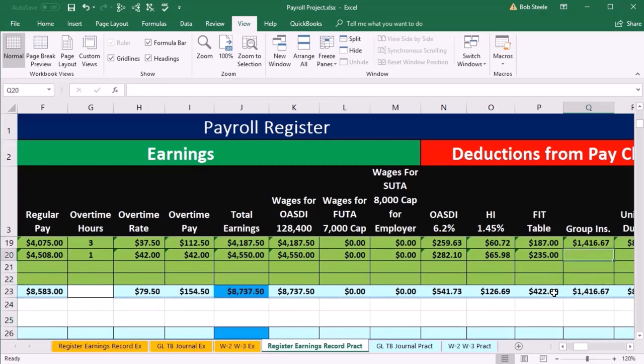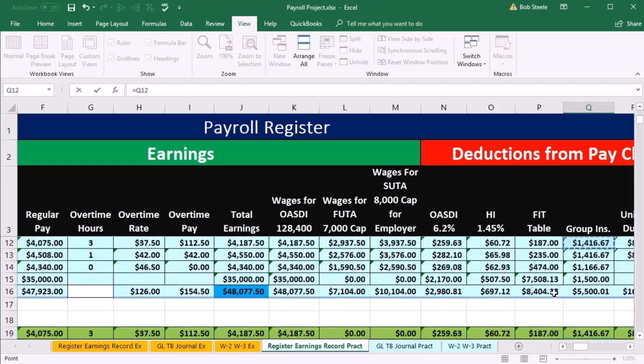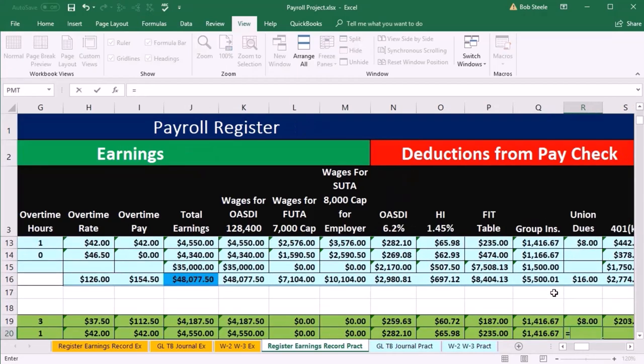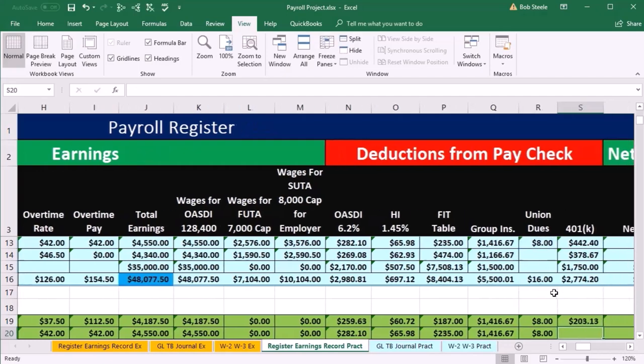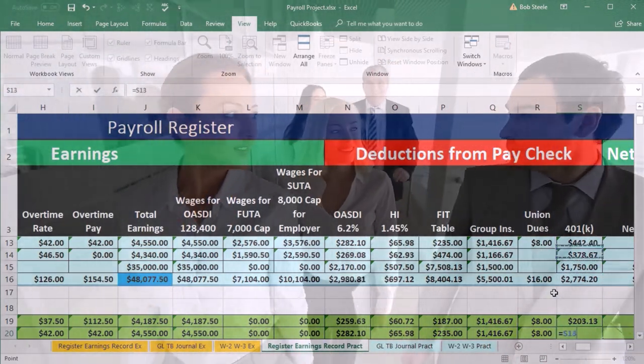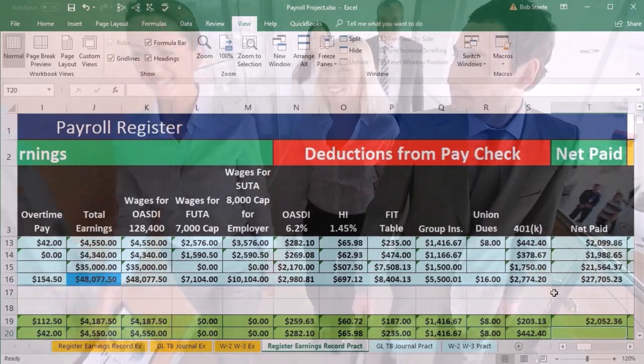Just see our data here. Group insurance is going to equal up, up, up, up, same as prior period for Cindy. Tab. Union dues, up, up, up, same as prior period. 401k equals up, up, up, up, up, same as prior period.